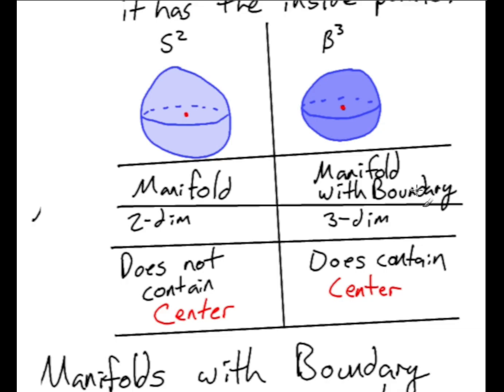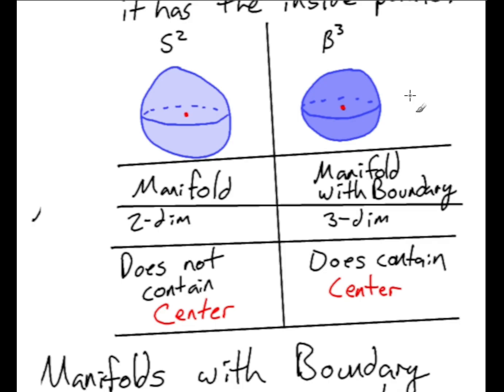And here's just a quick comparison. S2, the outside of the sphere, that is a manifold. It is 2-dimensional, and it does not contain the center. Right? The manifold with boundary that we might think of when we think of spheres early on. Like if this were a solid wooden ball, this is the 3-dimensional ball. It is 3-dimensional. It is the same shape, but it has all of the inside points too. It does contain the center. Right? This is a manifold. This is a manifold with boundary. So it's a slightly different category.